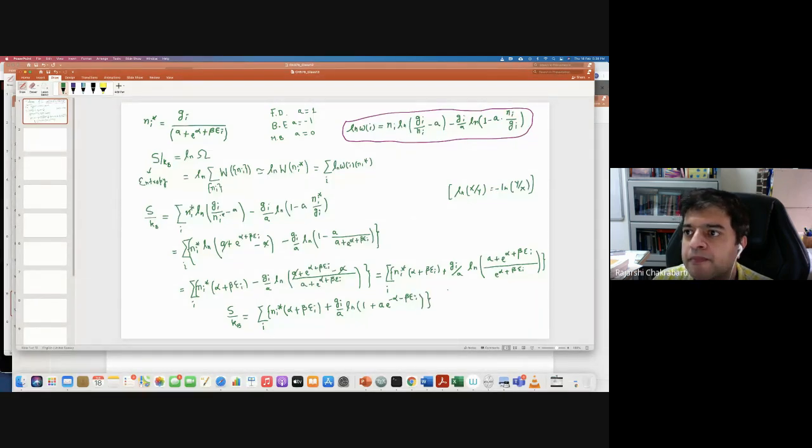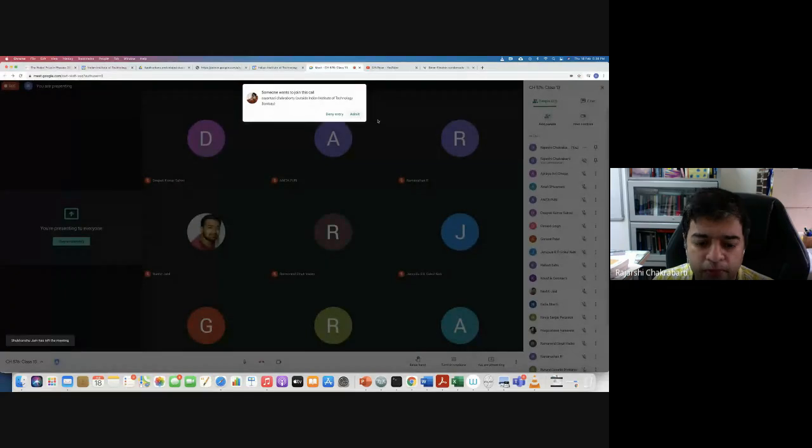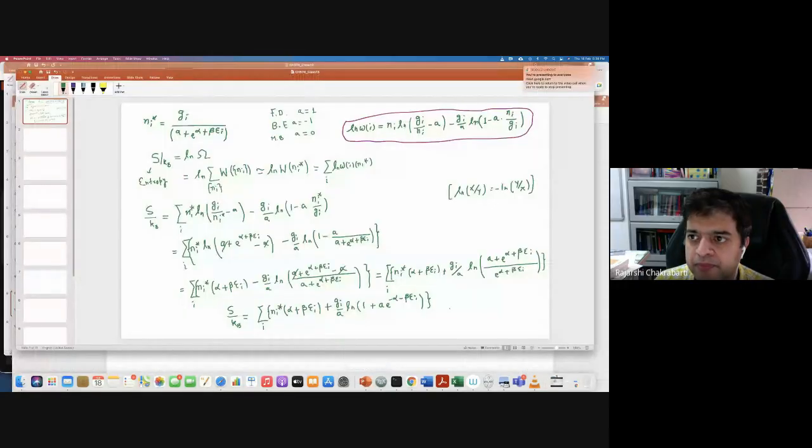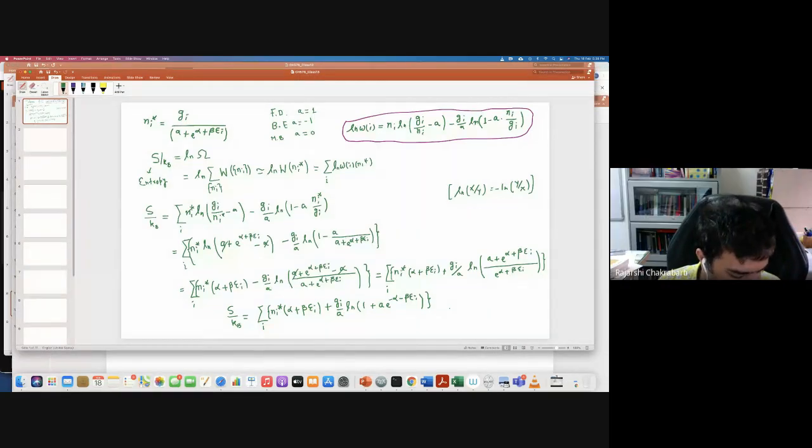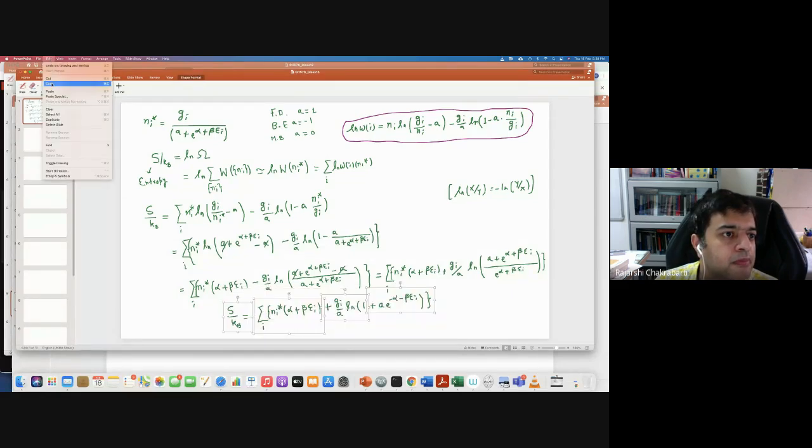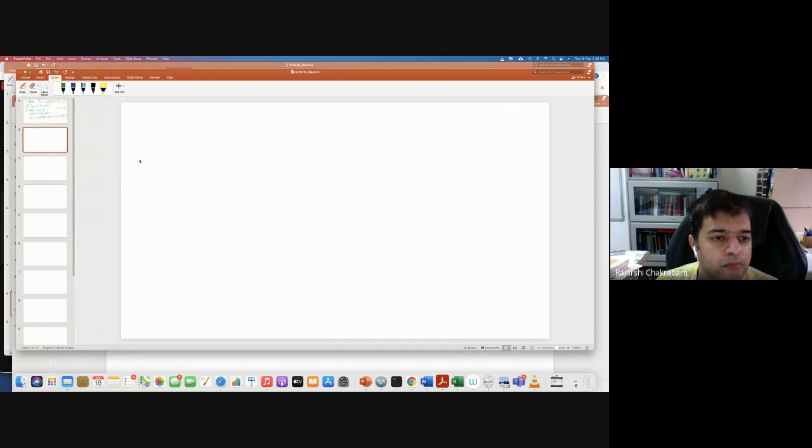Is this clear? I hope this should be clear. This is how it is. Very simple thing, and we'll need this. So I will need this. This is my expression for entropy.